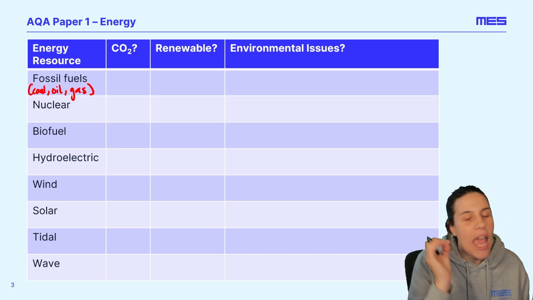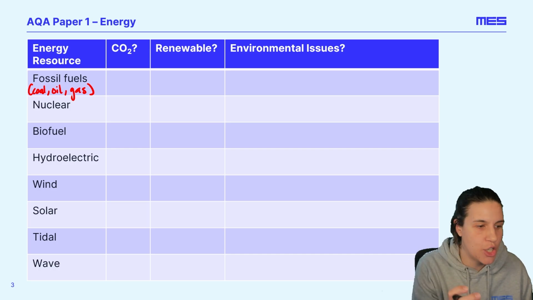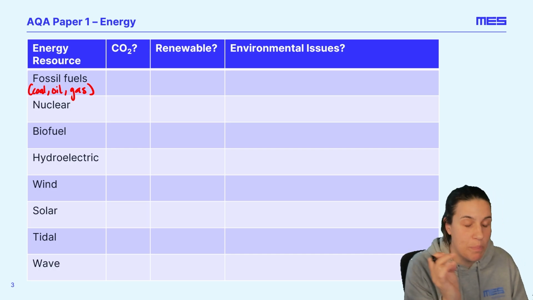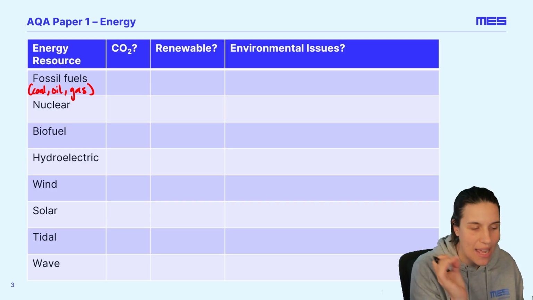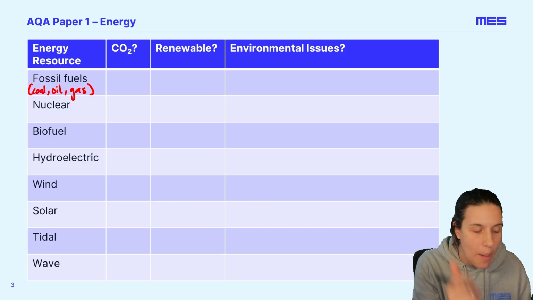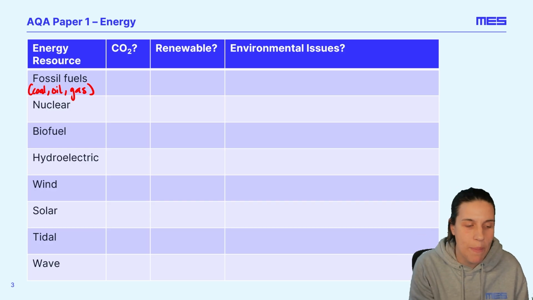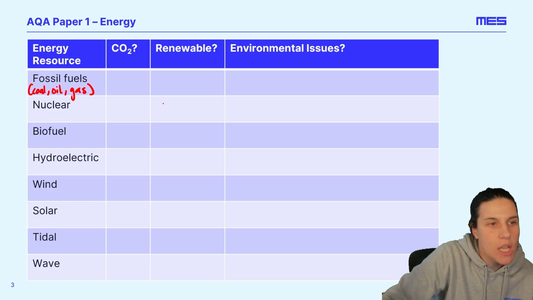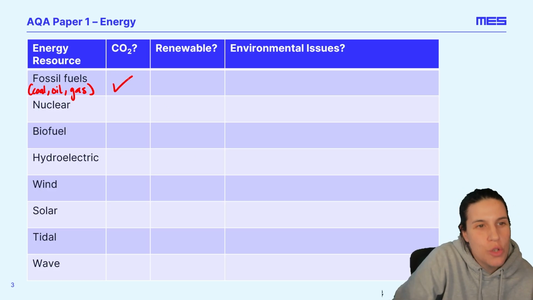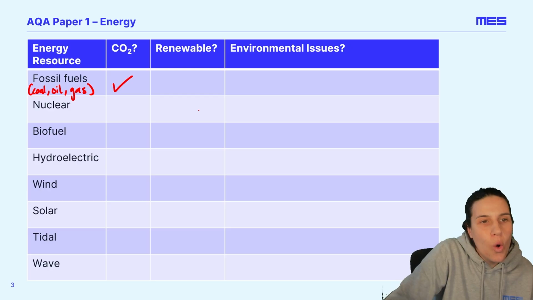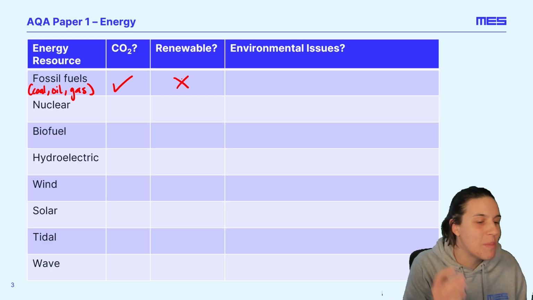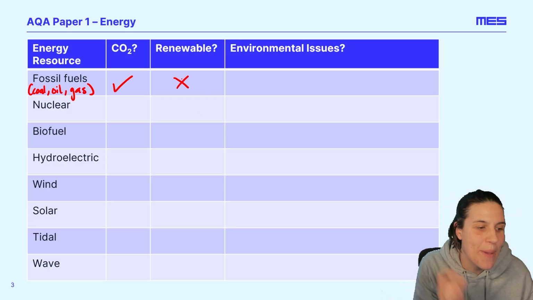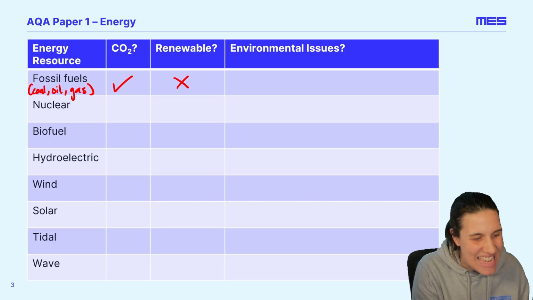carbon dioxide. If you're ever asked about an environmental issue with burning fossil fuels, don't just say greenhouse gases. Be specific. Make sure you say carbon dioxide or nitrous oxide or water vapor. Be specific. Okay. So yes, fossil fuels do produce carbon dioxide. They're also non-renewable, which means that we cannot replenish them quickly or easily.